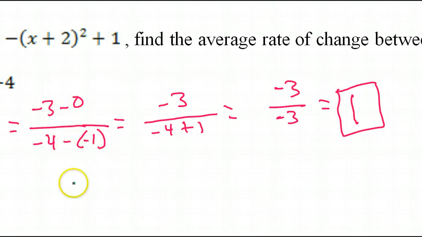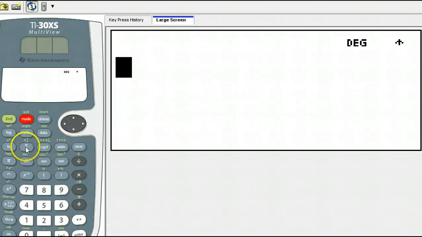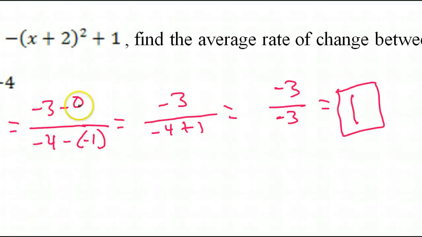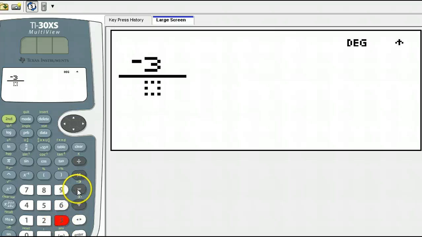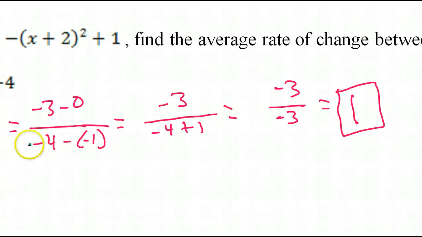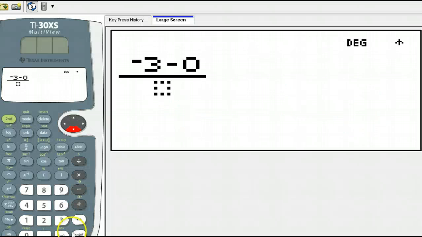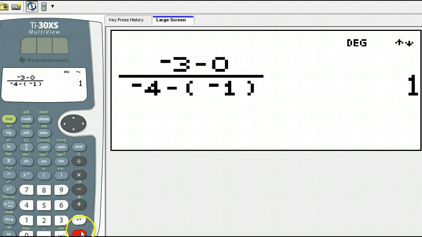Never forget, I could have typed this whole thing into the calculator if I wanted to. All right, I could have gone fraction mode. Negative 3 minus 0 over negative 4 minus negative 1. All right, either way, you get positive 1.